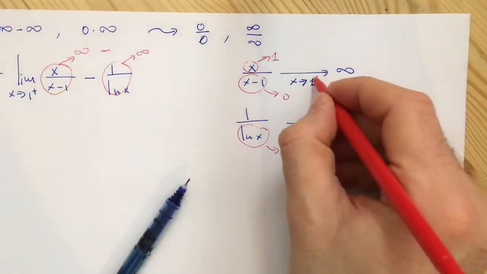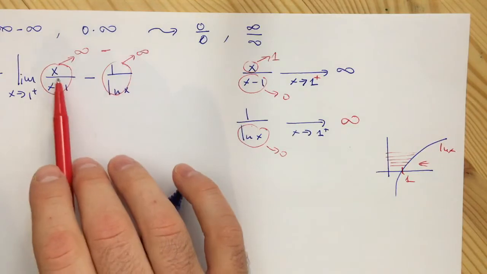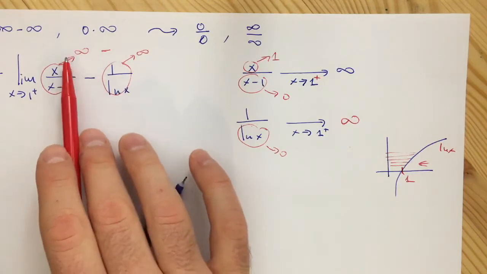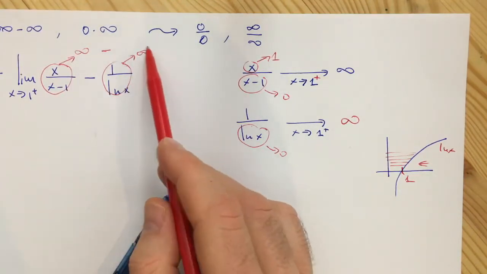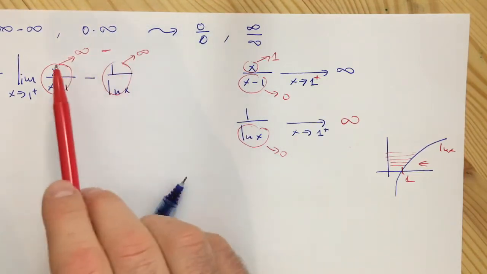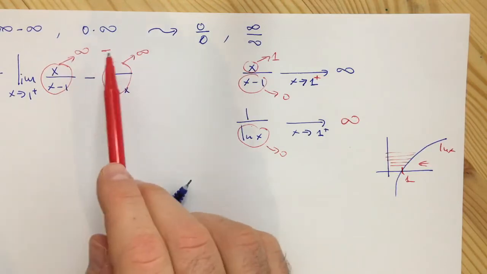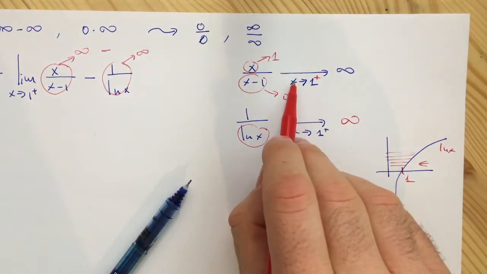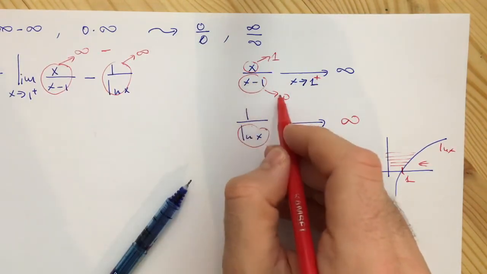Why is it important that we are approaching 1 from the right? Because if this one, for example, was going to negative infinity, then there is no need to use the L'Hopital's rule. I have negative infinity minus infinity, that would be negative infinity. Or if this one was going to negative infinity, I would have infinity minus negative infinity, which is infinity plus infinity, which is infinity.